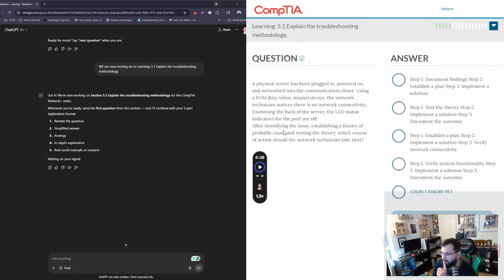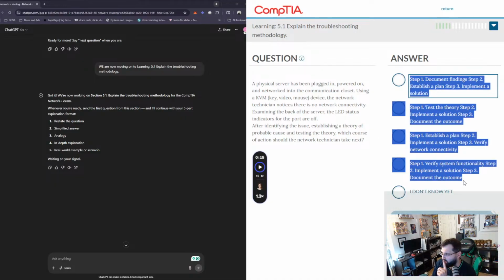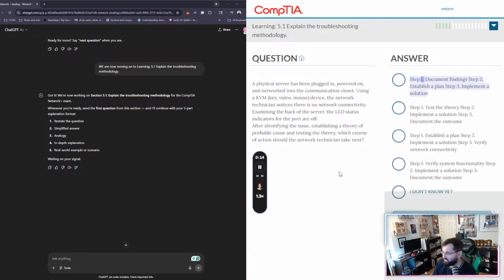So there's very clearly a hierarchy. Maybe if I would have got the textbook, I would have read it and I would know what it is. But I don't know what that hierarchy is. That's a question I'm gonna have to ask ChatGPT or just Google in a second. So after identifying the issue, establishing a theory of probable cause, and testing the theory, which course of action should the network technician take next? So if he's identified the issue, he's established, hey, this is probably what's happening, and then he has tested the theory. Step 1, document findings. Step 2, establish a plan. Step 3, implement a solution. Step 1, test the theory. Step 2.